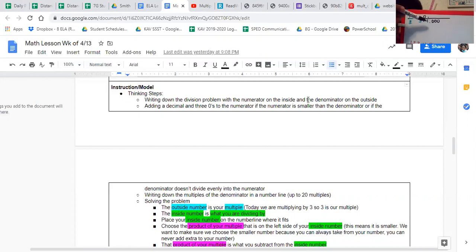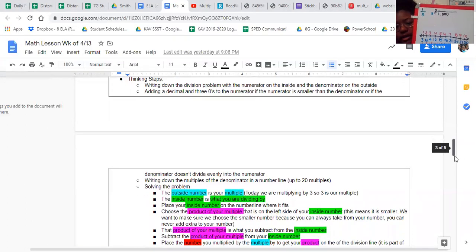So now we've done that one, so we need to get this 0 right here. So our third step is to do our multiples of 3. You have a number line that I already did on top of this Google form that you can go to and look up your multiples of 3. So it says that you solve the problem now. The outside number is your multiple. So this is our multiple. And the inside number is what you divide. So we're doing 1 divided by 3.